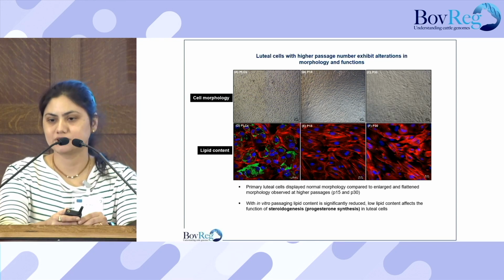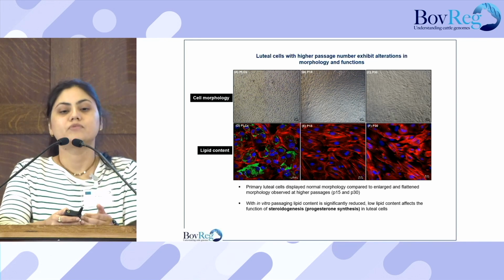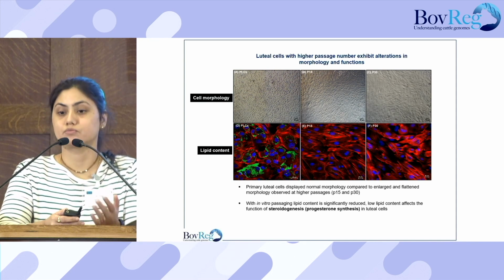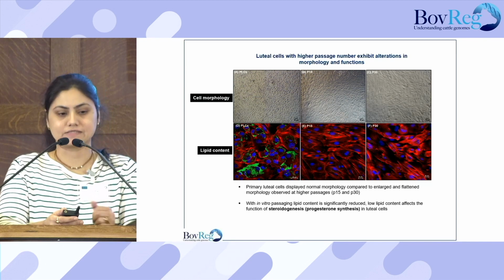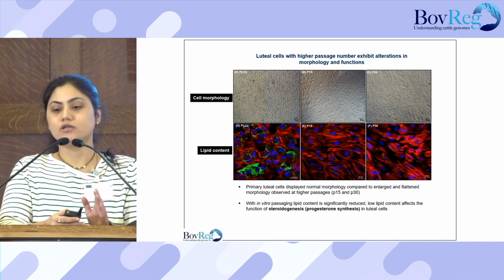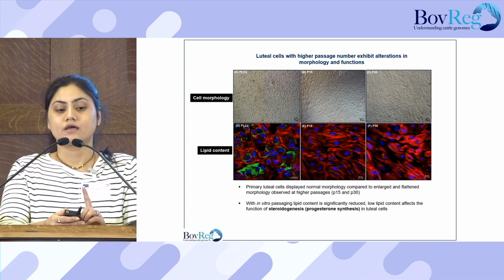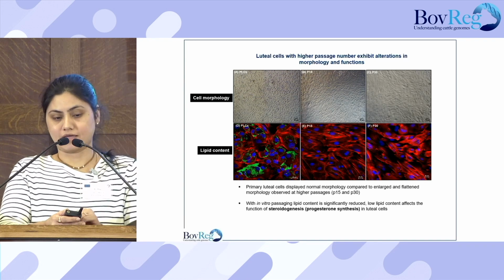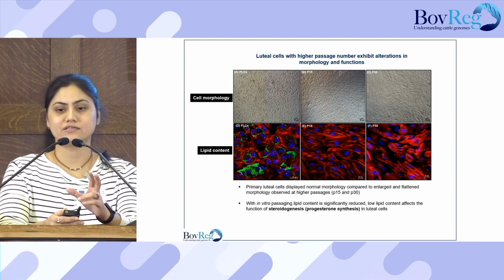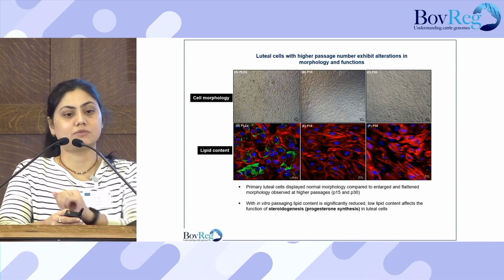And also the lipid content. The lipid content in the luteal cells is of utmost importance because it is the substrate for steroidogenesis, the synthesis of progesterone, which is the main function of the luteal cells. So we see that the primary luteal cells were quite heavily loaded with lipids, but the cells at the higher passages, both at the intermediate and the very high passage, reduced the lipid content. So that means that the functionality, the process of steroidogenesis, was severely hampered as we go higher with the passage.